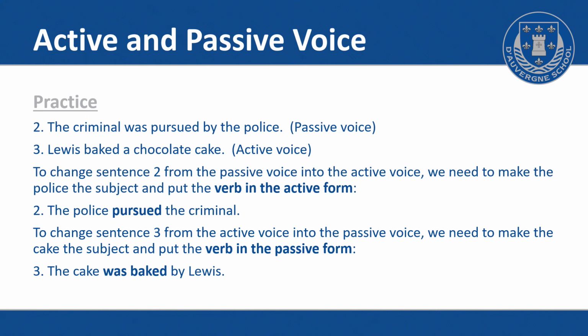Right, for sentence 3, to change sentence 3 from the active voice into the passive voice, we need to make the cake the subject and put the verb in the passive form. The cake was baked by Lewis. Okay, so you can see the verb to be and the past form of the verb baked, was baked by Lewis. Okay, so it's now a passive sentence.